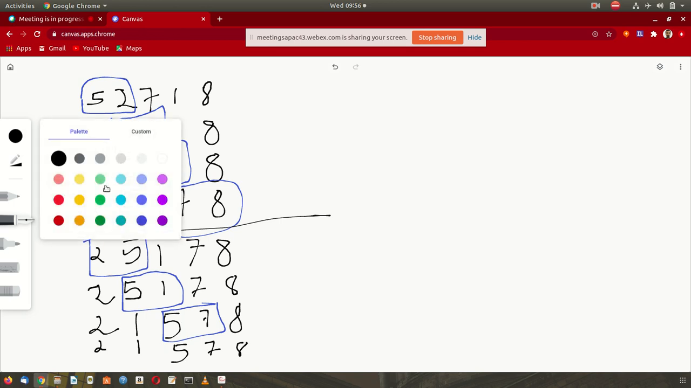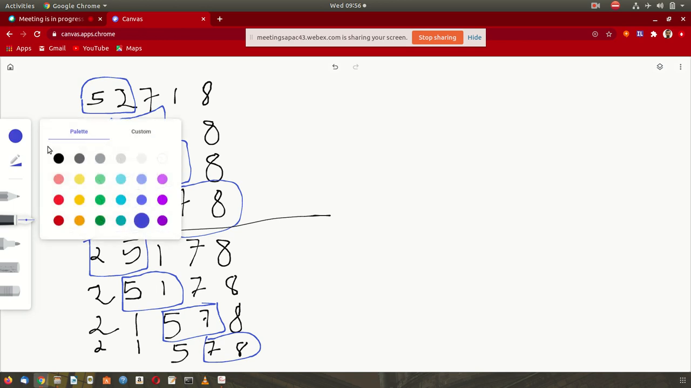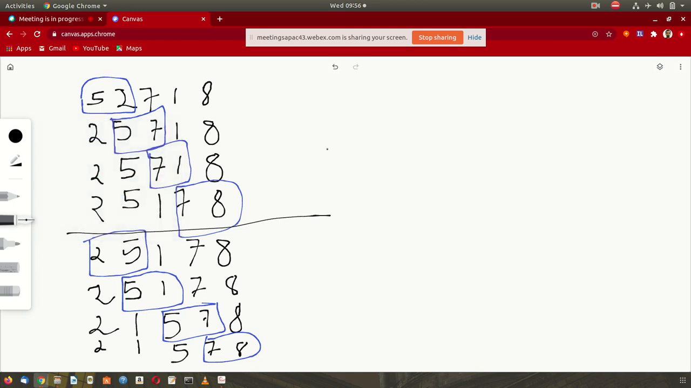Next, 7 and 8. So 7 and 8, again it is already in order, 7 is the smaller number, so no need to change. So the answer is 2, 1, 5, 7, 8. Now is this the correct answer?